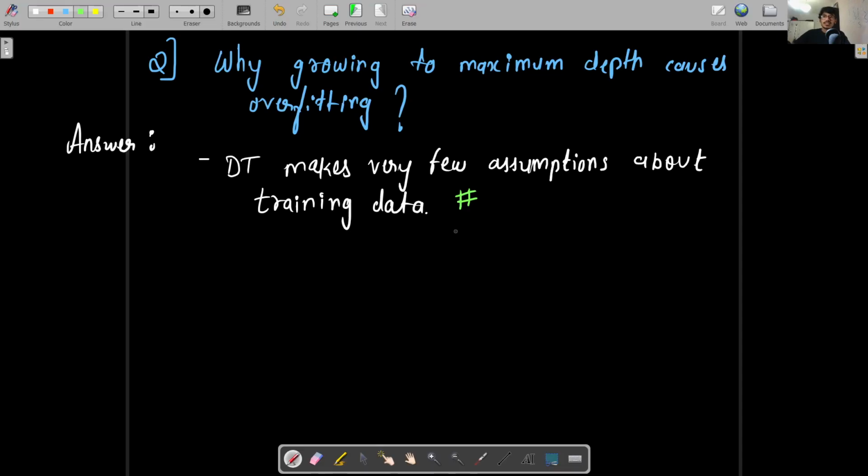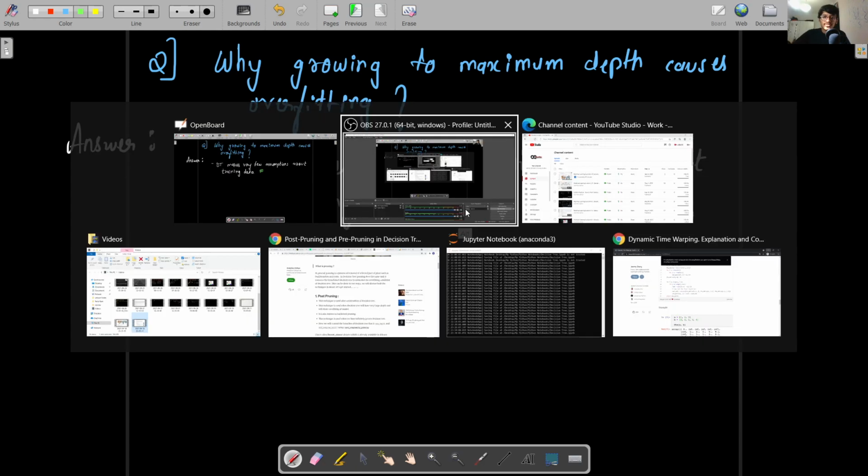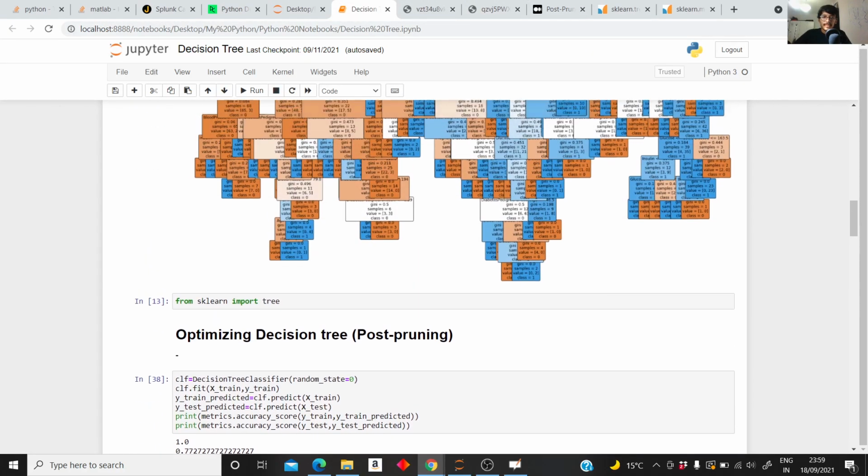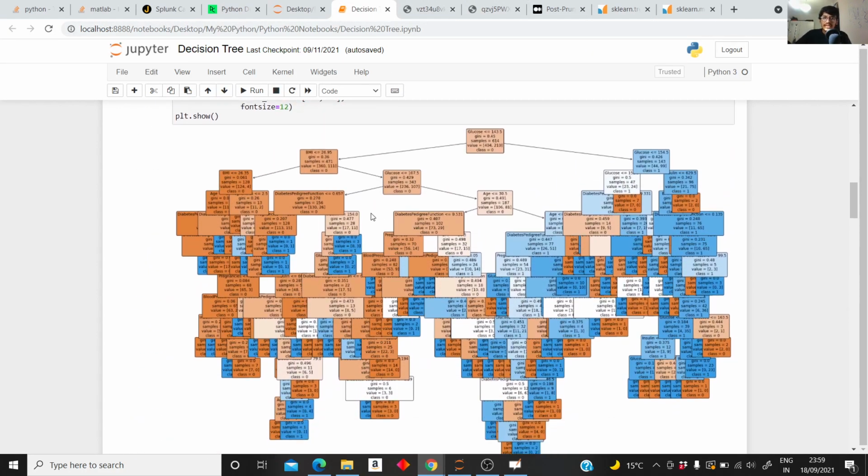Hello all. So in the last lecture we saw that when we grow the decision tree to the maximum depth without any constraint, we get a decision tree like this, which we can't even interpret. So this is clearly an overfitted model of our decision tree.